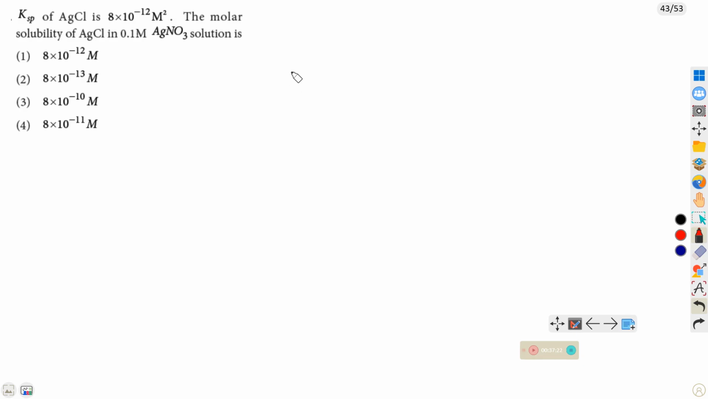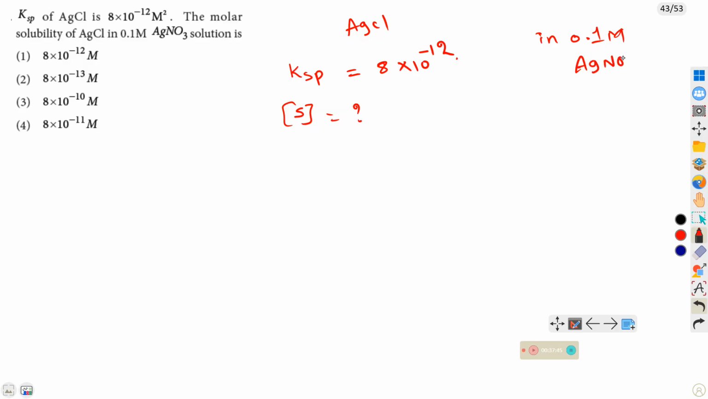KSP of AgCl. The solubility product of AgCl value is given as 8 × 10 power minus 12. What is the molar solubility of AgCl in 0.1 molar AgNO3? Okay. Now check it. In both cases Ag plus ions are common. Apply common ion effect.